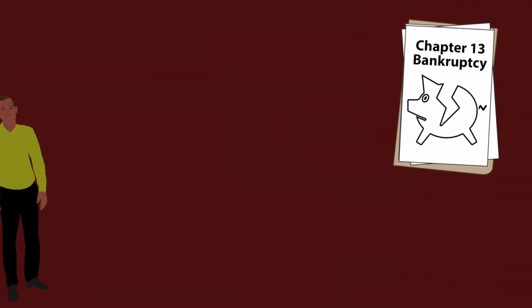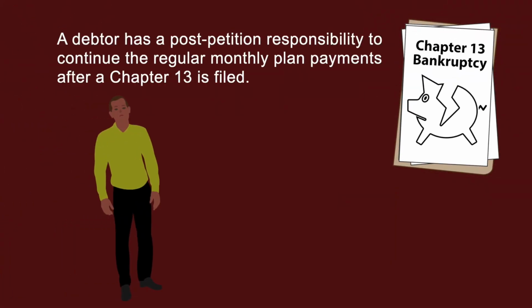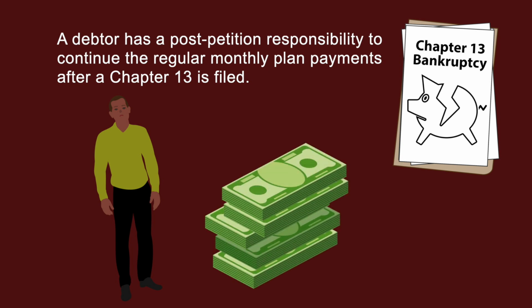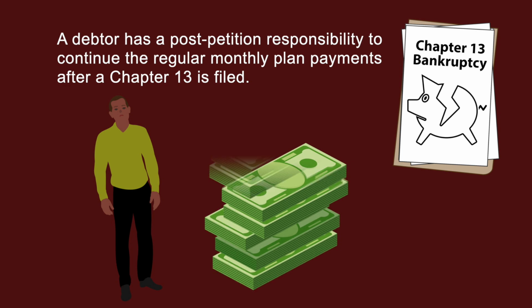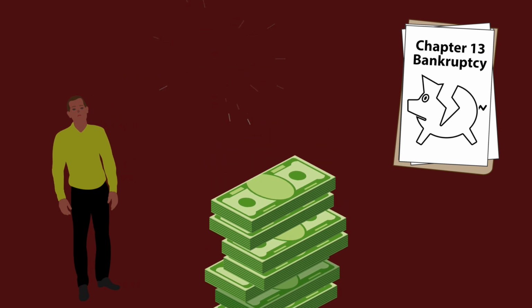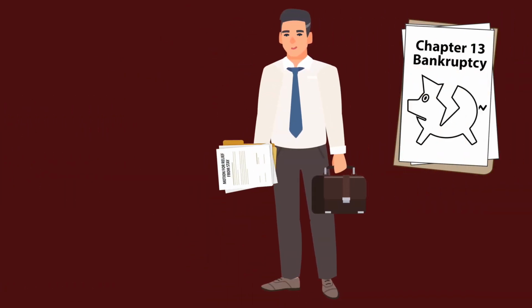A motion for relief from stay is filed by a secured creditor when a debtor defaults on post-petition regular monthly payments. The creditors that generally do this are cars, HOAs, and mortgages, because a debtor has a post-petition responsibility to continue the regular monthly plan payments after a Chapter 13 is filed. So they can't just stop paying their mortgage, the regular monthly payment, simply because they're in a bankruptcy, for example. Then the creditor can file a motion for relief from stay.